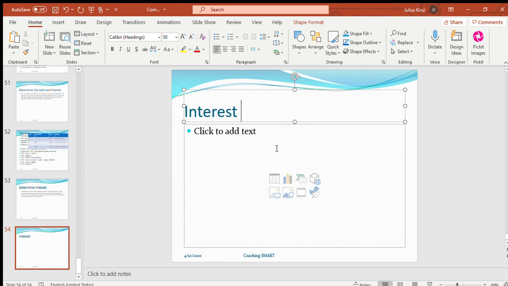For the cash price and interest. No, there's no other method. Why do you want to have another method? Well, you can use this other method. Why are you looking for shortcuts?